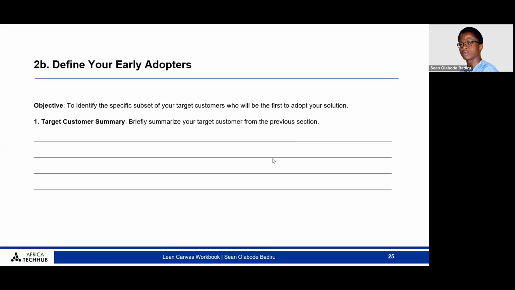Okay, early adopters. Among these customer segments, there are people that will adopt your solutions first. I'll be quick to adopt your solutions. So we're talking about a subset of your target customers who will be the first to adopt your solution. So let's start by summarizing your target customers from the previous section. What did we say your target customers are?